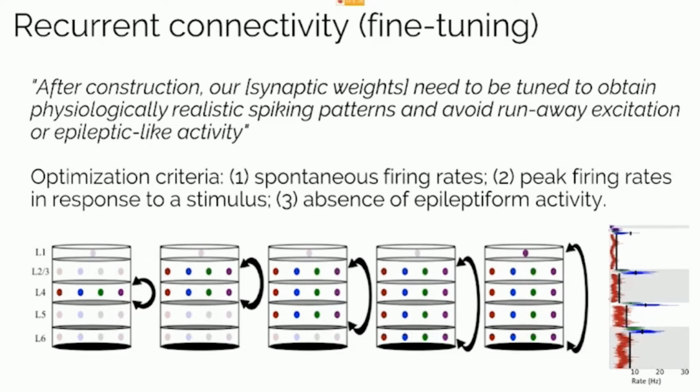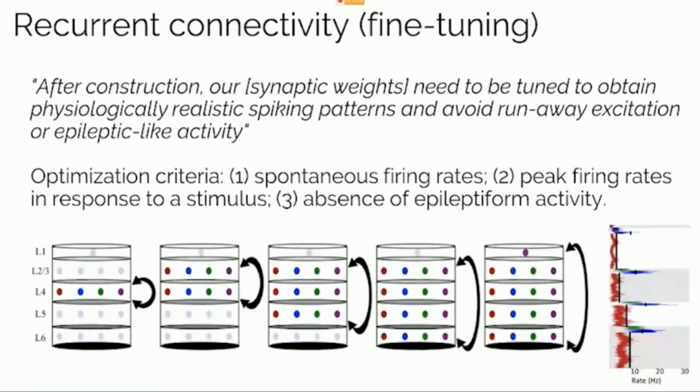So Anton, correct me if I'm wrong, but I believe that at this stage of the optimization, the criteria were only the ones shown on the slide. So spontaneous firing rates, peak firing rates, and the absence of epileptic activity. And direction selectivity and orientation selectivity characteristics were not yet used in the optimization itself. We're going to come to that in some of the upcoming slides.